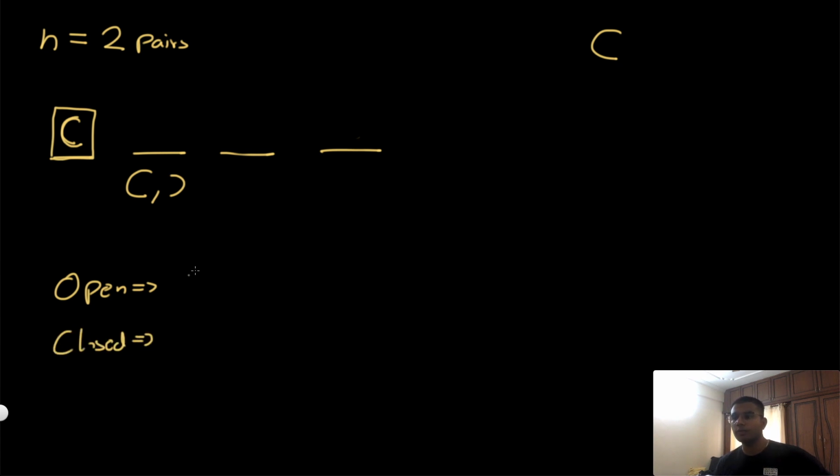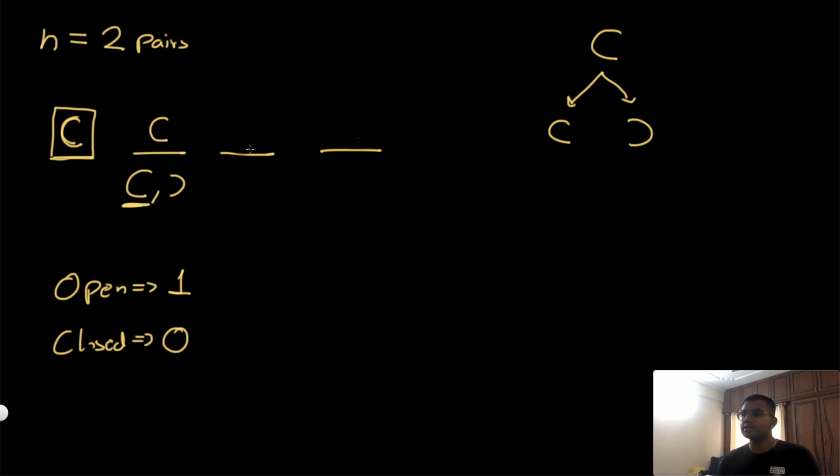So the number of open in this case is 1. The number of closed is 0. Okay. So let's say I start off with an opening bracket. Okay. So now I have an opening bracket. So essentially the first one is an opening bracket, and then I have 2 options, which is either an opening bracket or a closed bracket. Okay. So for now, let's just choose the opening bracket.